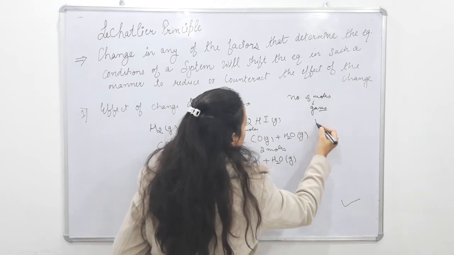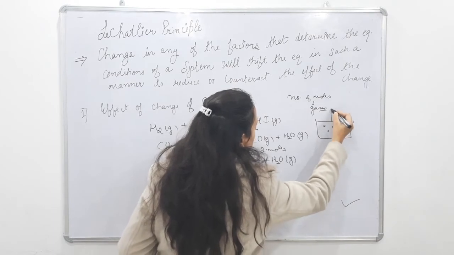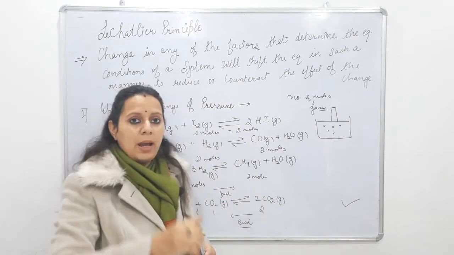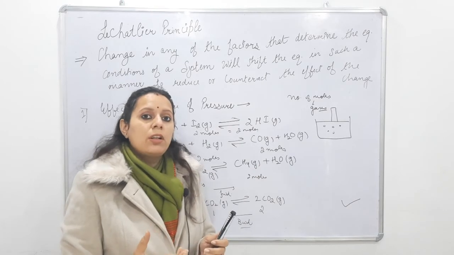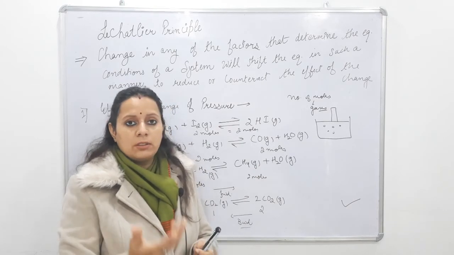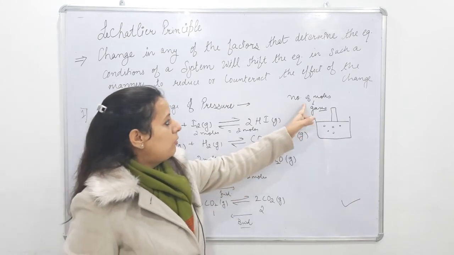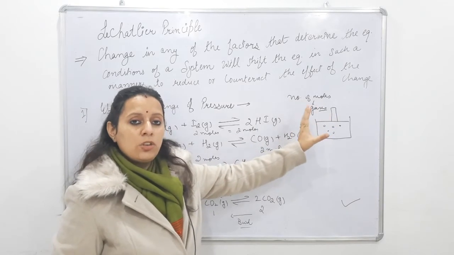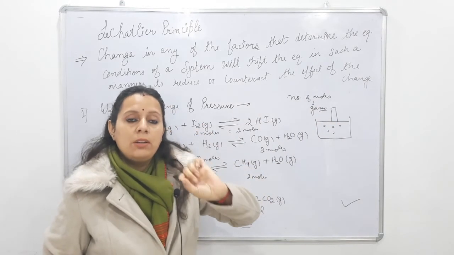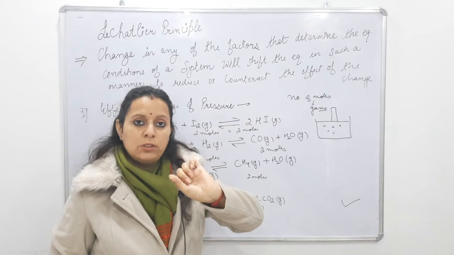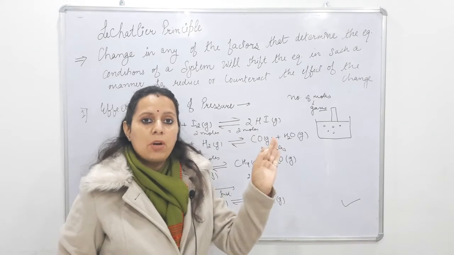Why gases? Because for example, you are taking one beaker with gaseous molecules in it, and you are taking one piston. If you apply pressure with the piston, the gaseous molecules will come close to each other, and maybe so close that from reactants they form products, right? So only for gases will we take the number of moles, and the effect of change of pressure will be seen only in the case of gases. This is a very important point: we will study the effect of change of pressure only for gases in any reaction, and we will study the number of moles in that.